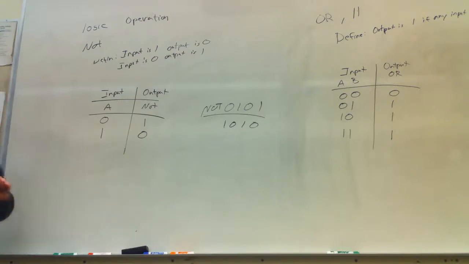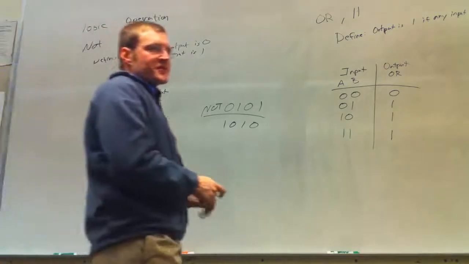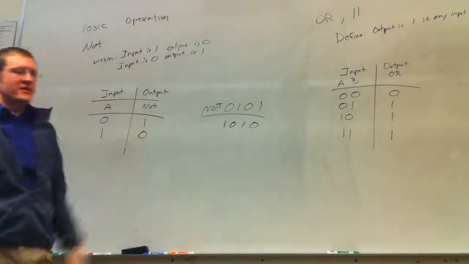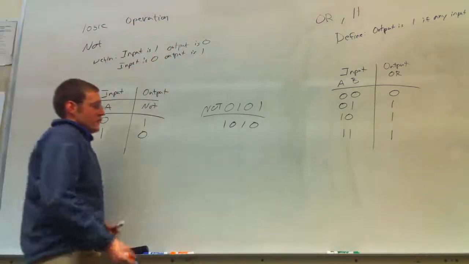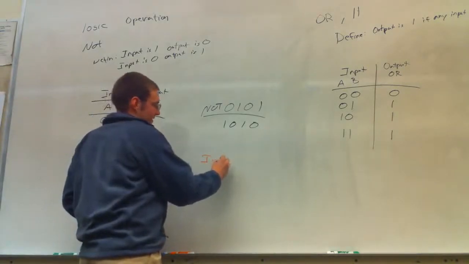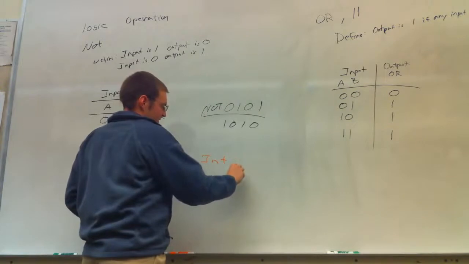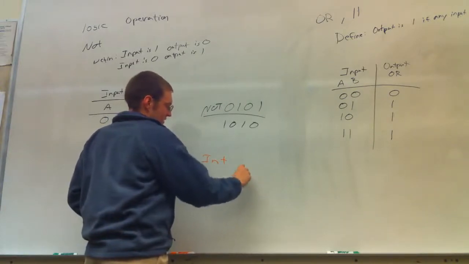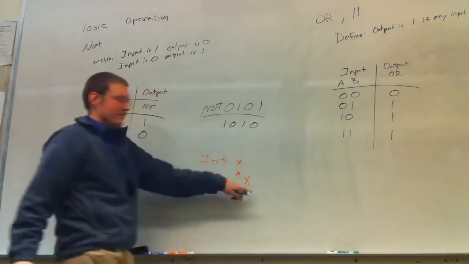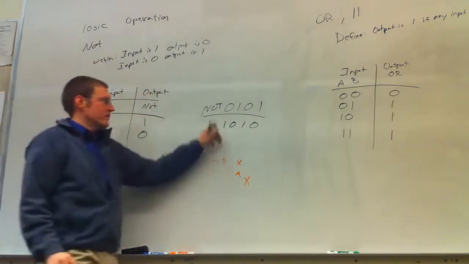When we use those operations in high-level programming, that's what's going on. They're actually flipping bits. So if you had an int and you NOTted it, with a little squiggly line in front of it, like this is x, you put the NOT in front of the x, this would flip the bits.